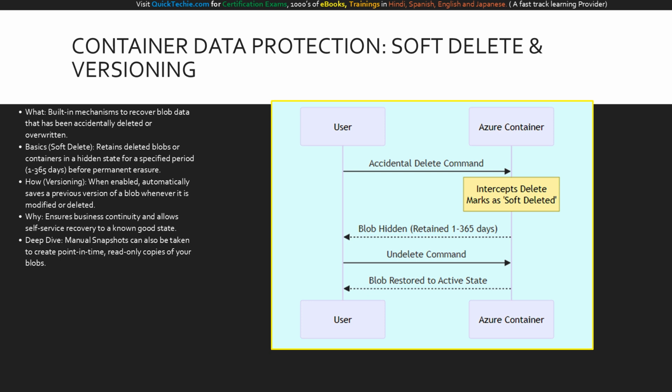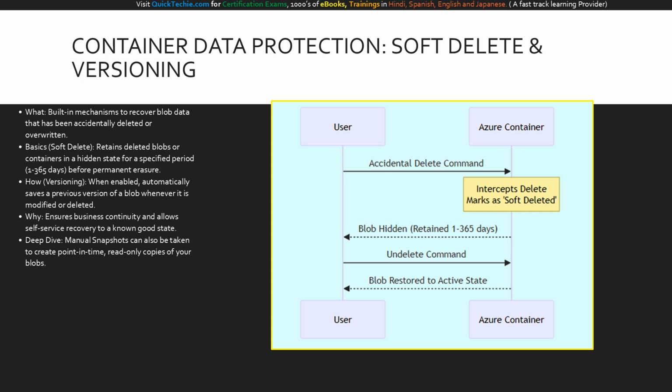Whenever a blob is modified or deleted, a new version ID is created, ensuring you can always revert to a known good state. Finally, you can create manual snapshots, which capture point-in-time, read-only copies of your individual blobs for backup purposes. Together, these features ensure your container data is highly resilient.